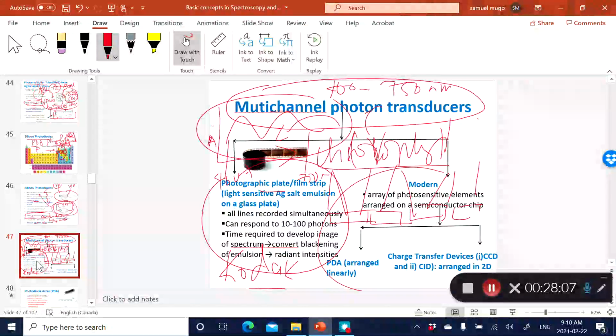And so my focus really is on modern types of multi-channel detectors, which are an array of the photosensitive elements that I just talked about.